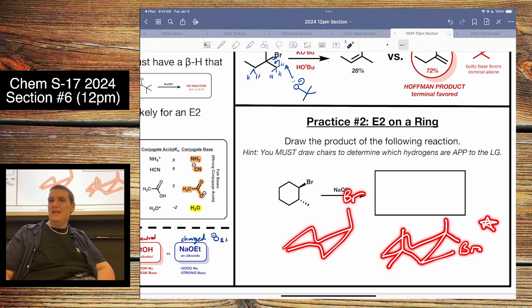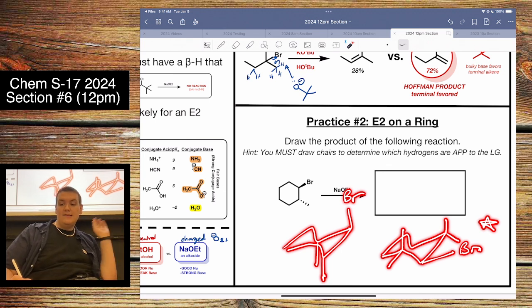No. It's kind of hard to see. It would be easier to build it and visually see it. But none of them are going to be that exact anti geometry that we want. Whereas over here, that position and that position are going to be anti-periplanar to the bromine. So to do E2 on a ring, your big takeaway is that your leaving group needs to be axial.